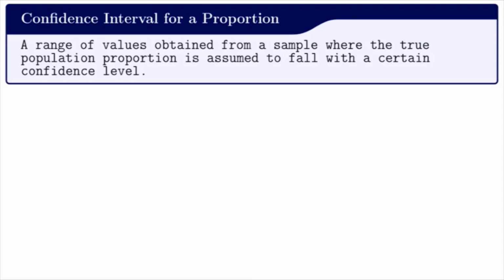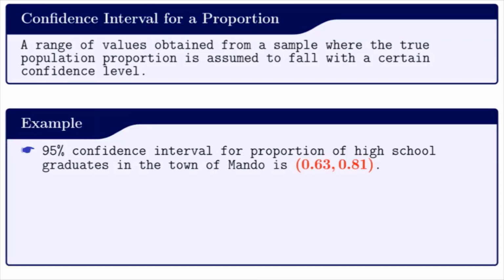Let me define confidence interval for proportion. It is a range of values obtained from a sample where the true population proportion is assumed to fall with a certain confidence level. Let's look at a quick example here. Of course, there is a lot of work involved to find a confidence interval. Here I have this example just to give an idea of what we will be talking about in this video.